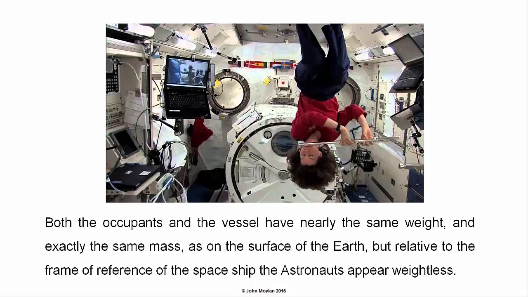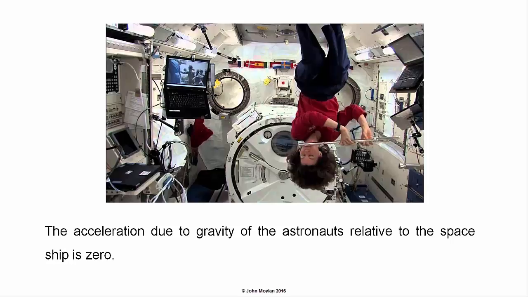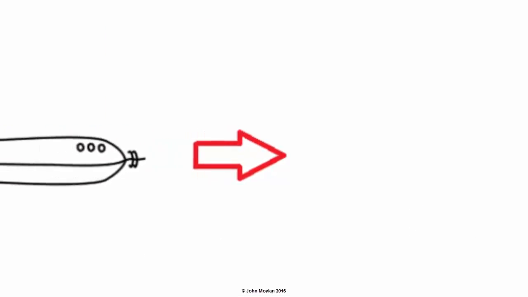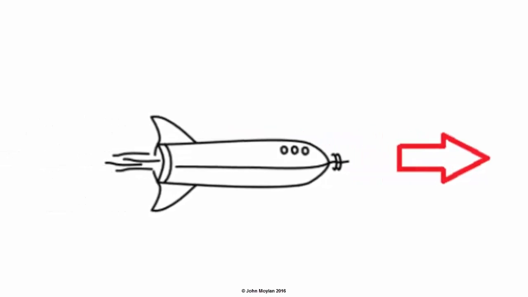But relative to the frame of reference of the spaceship, the astronauts appear weightless. The acceleration due to gravity of the astronauts relative to the spaceship is zero. A truly inertial frame of reference would be a spaceship moving through deep space at a constant velocity well away from any stars or planets.